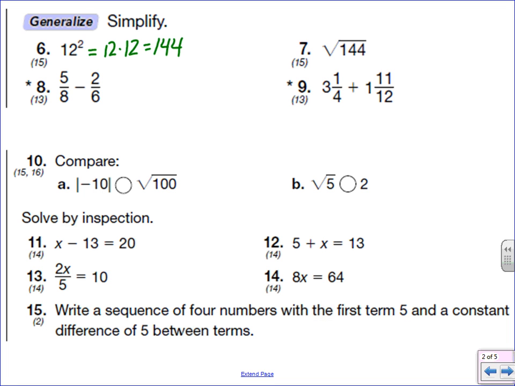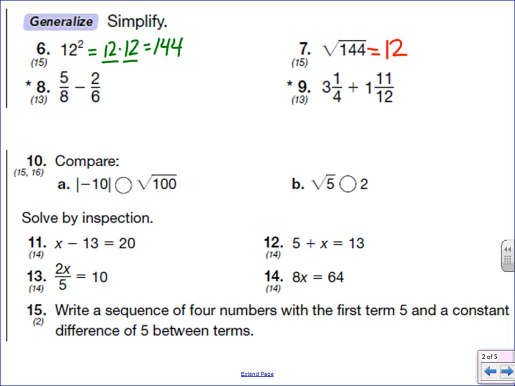Then, number 7, conveniently enough, they have the square root of 144. And the square root asks the question, what number times itself gives you 144? Well, in number 6, we just found out that when we multiply 12 by itself, we get 144. So the square root of 144 is 12.